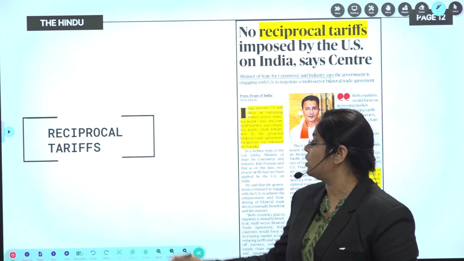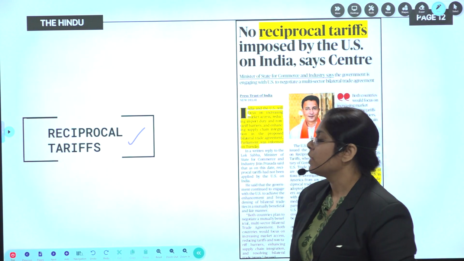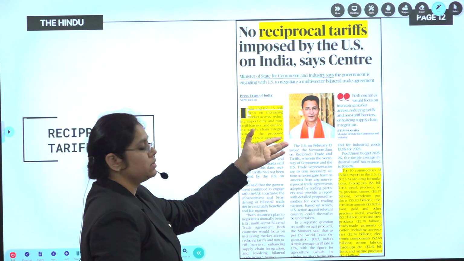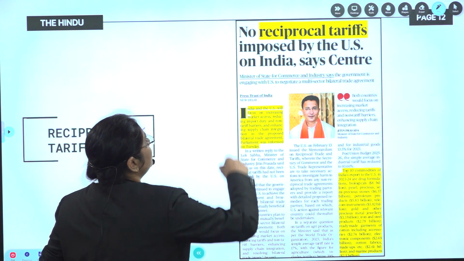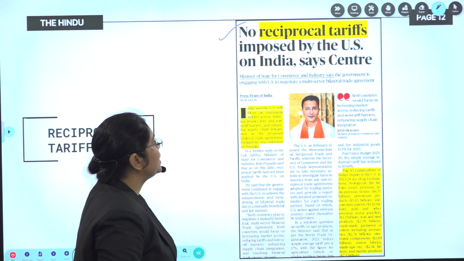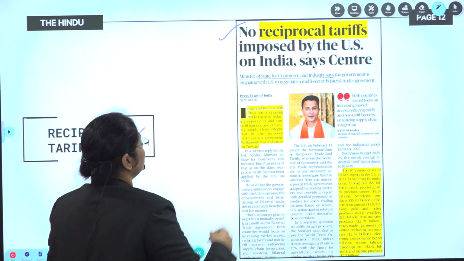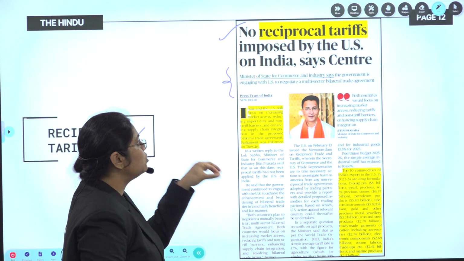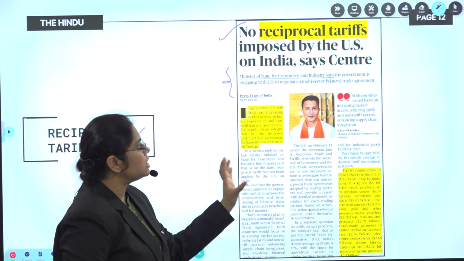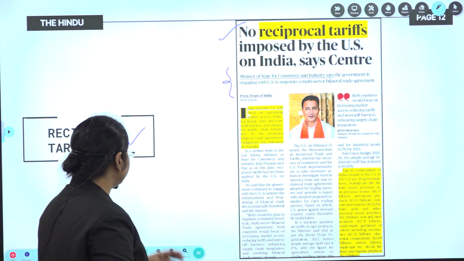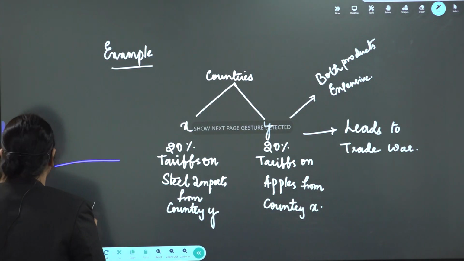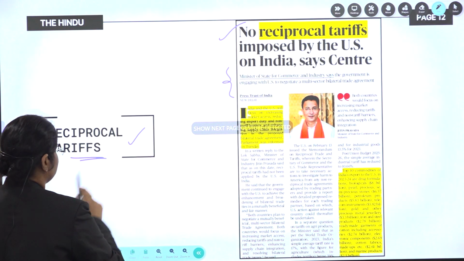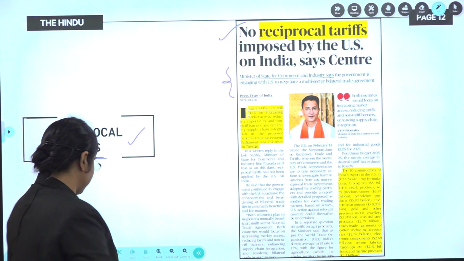The next article is about reciprocal tariffs. Okay, what the article is telling basically. The Minister of Commerce and Industry told that there are no reciprocal tariffs imposed by the US on India, says the Centre. Now, the Minister of State for Commerce and Industry says that the government is engaging with the US to negotiate a multi-sectoral bilateral trade agreement. Now, before going to talk about reciprocal tariffs, let's see a small example.